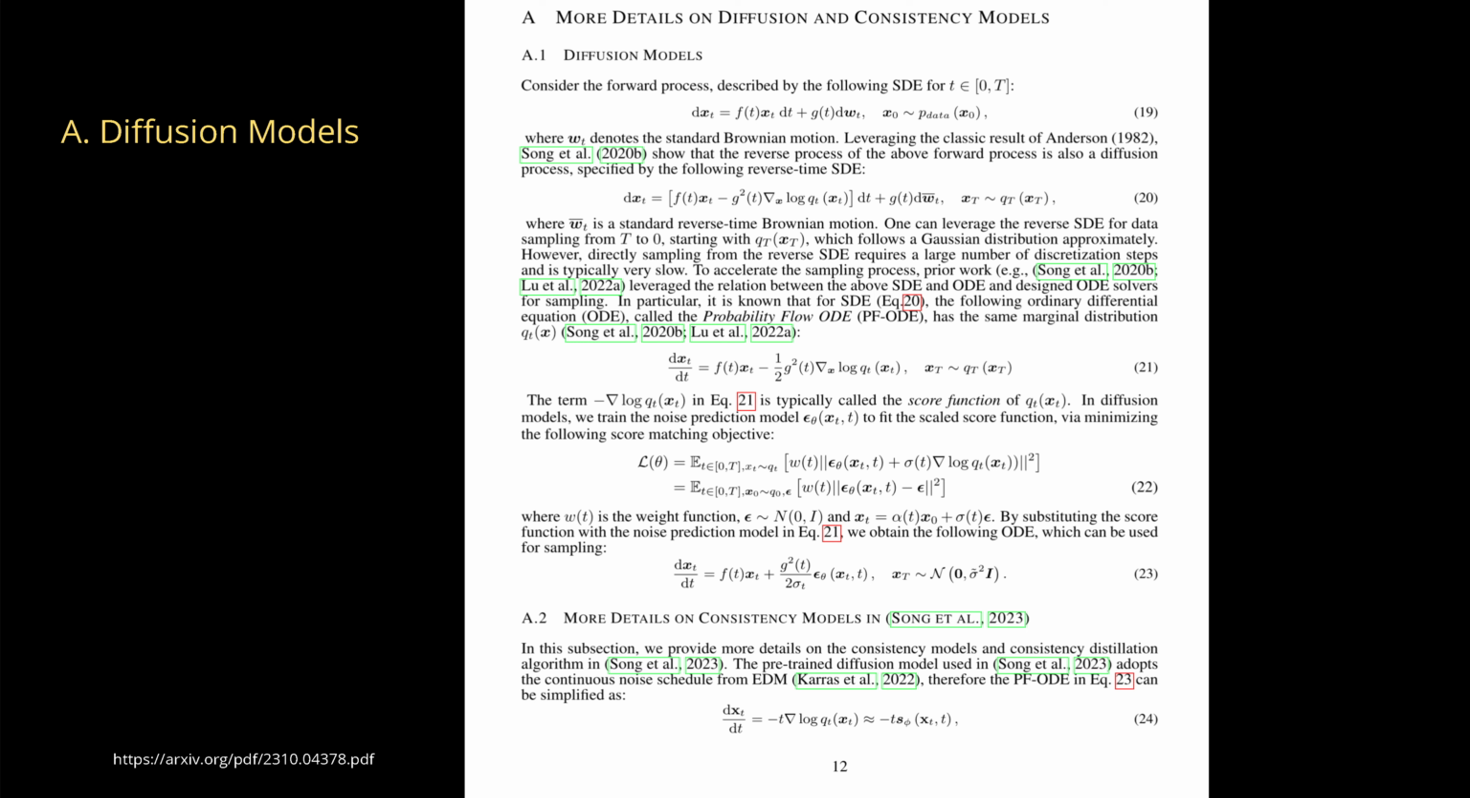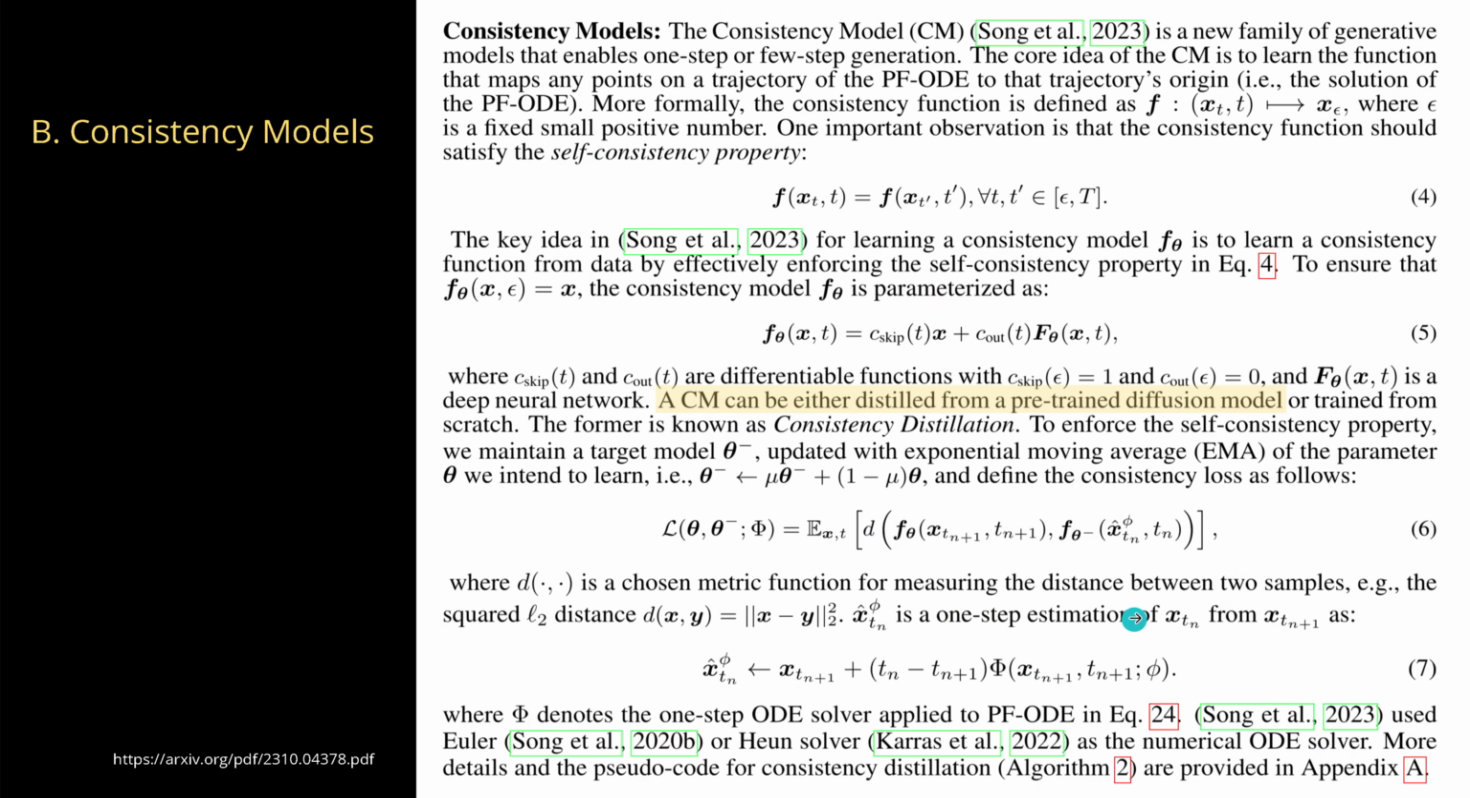So if you are really into diffusion and consistency models, the Annex A, B, C, D is highly recommended to understand this on a mathematical basis. Consistency model: our CM model, a new family of generative models that enables one-step or few-step generation. This is the beauty.